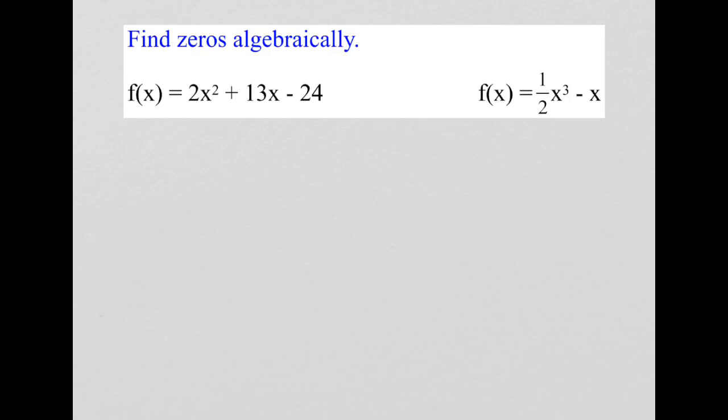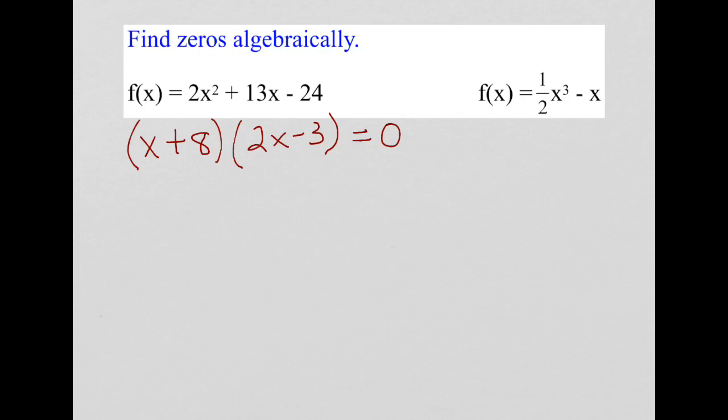We want to find the zeros algebraically in a function. To do that, if we have a trinomial, as in problem number 1, we need to factor. And if we factor this, it factors as x plus 8 times 2x minus 3. And we set that equal to 0 because we're looking for zeros.